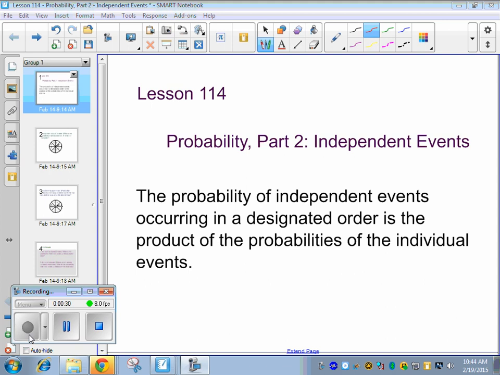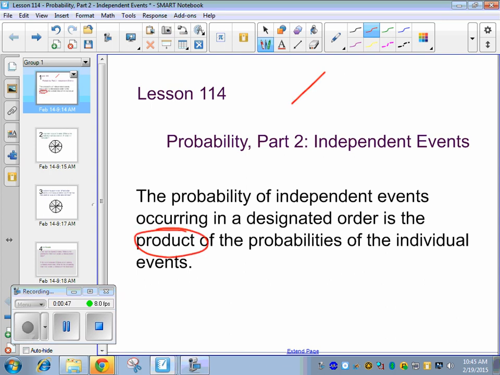Yeah, you have to flip it twice, right? What's the probability the first time? A half. What's the probability the second time? A half. What do you do with those probabilities? You multiply them, right? That's what this says. Find the product of the probabilities. So you might highlight that.